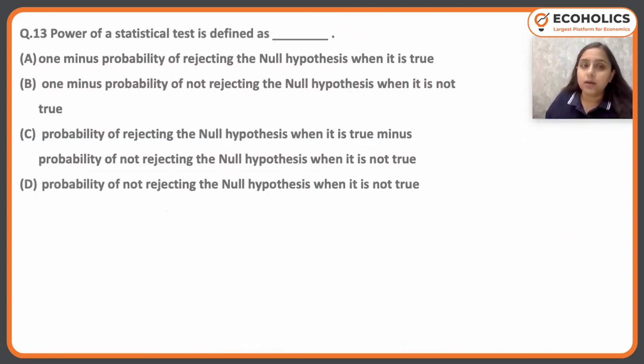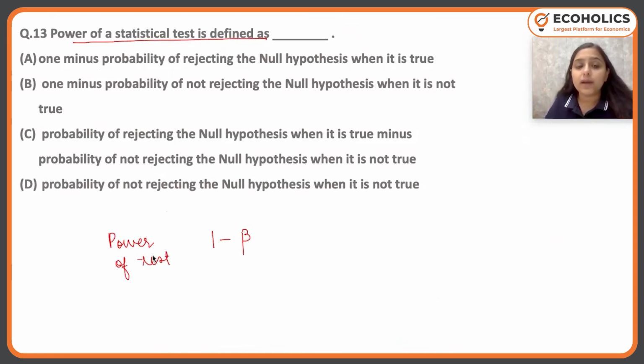Question number 13. Power of a statistical test is defined as. What is your power? Can you tell me in the chat box? The power of the test is 1 minus beta. And what is your beta? Do you know what your beta is? Beta is the type 2 error. All right. So let's get into its detailed solution.